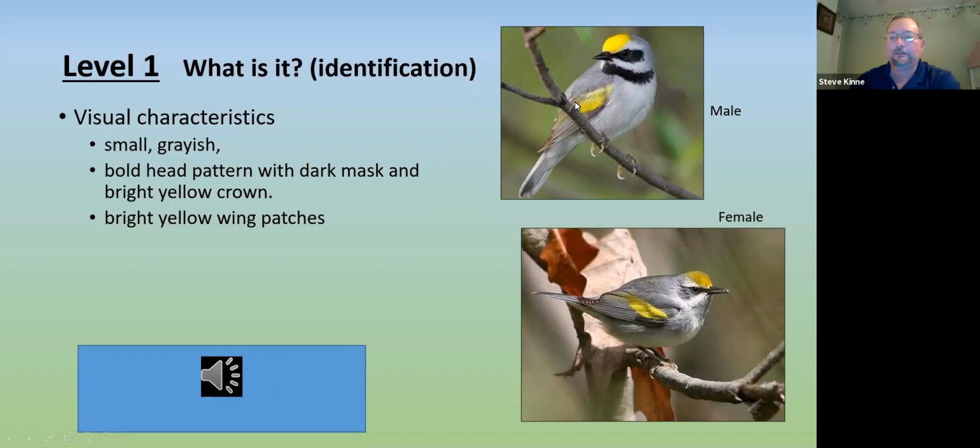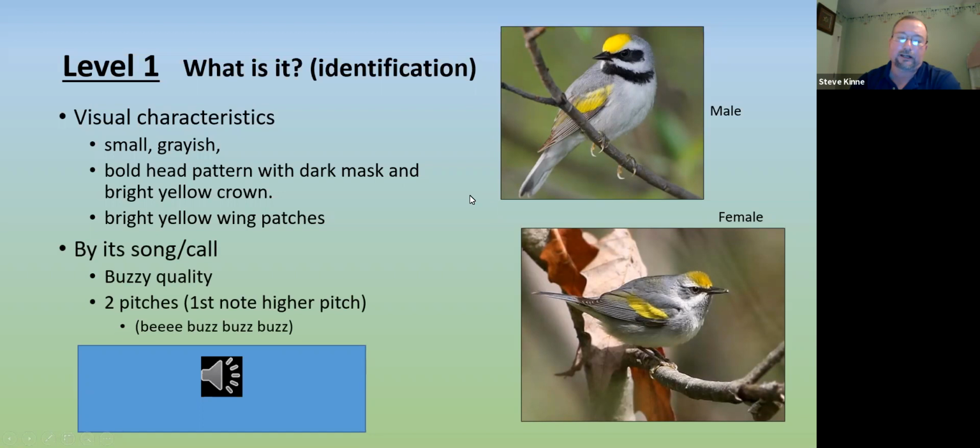But you can also identify a bird like this by a song or a call. In fact, if you listen here, this is a recording of its song. You'll hear a kind of buzzy quality to it. You're going to hear a couple of different birds in here, so ignore the ones in the background and listen for the buzzy one that goes bee, buzz, buzz, buzz.